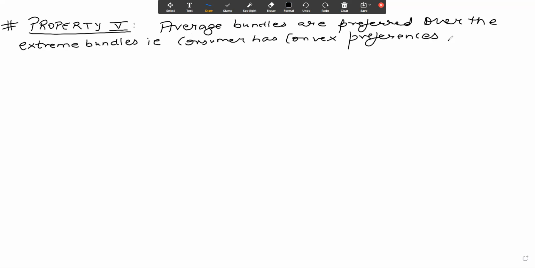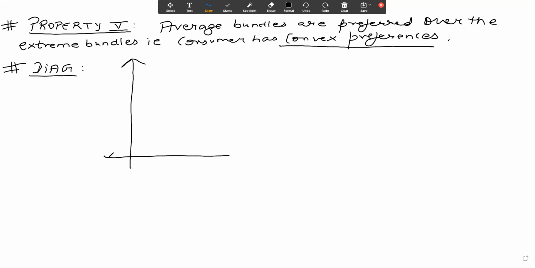Guys, the two are different concepts. Convex ICs means diminishing marginal rate of substitution. Convex preferences means averages are preferred over extremes. If I draw a diagram, in the diagram you can see on your screens, this is good X on the horizontal axis and good Y on the vertical axis.